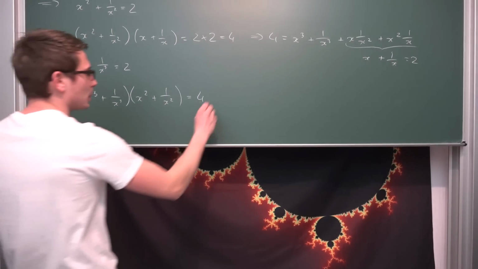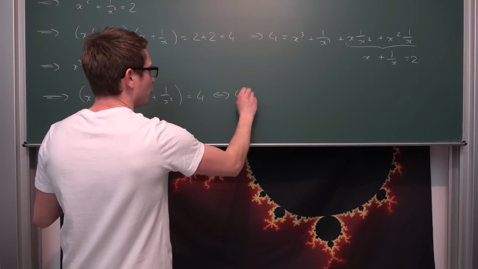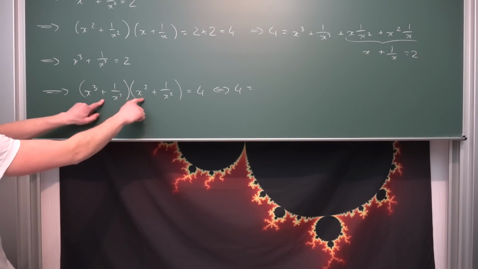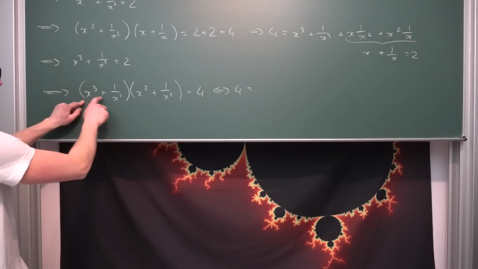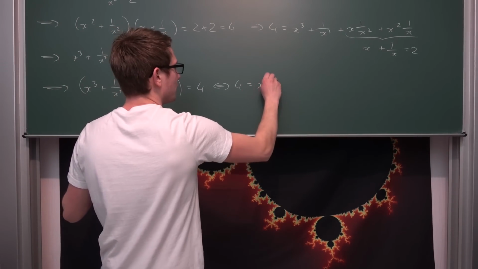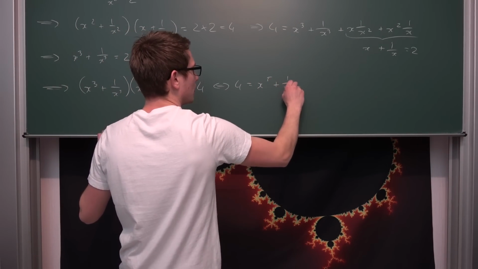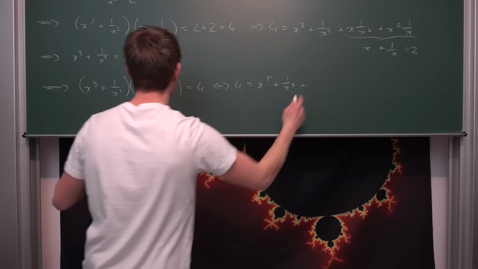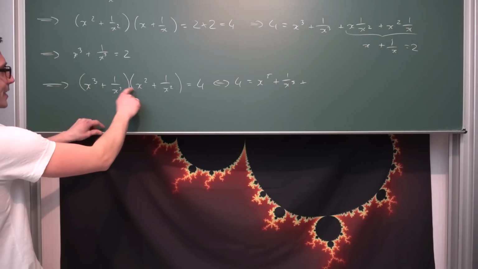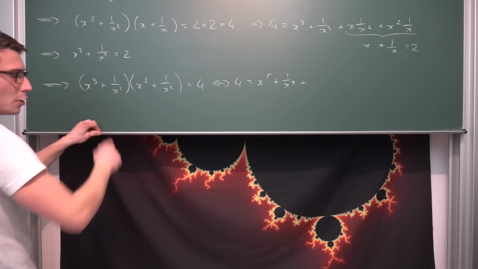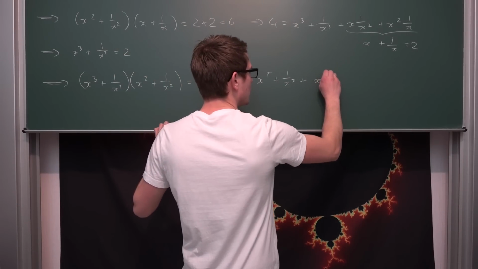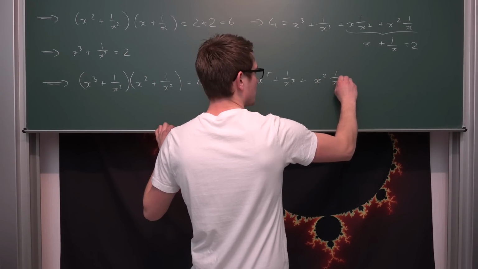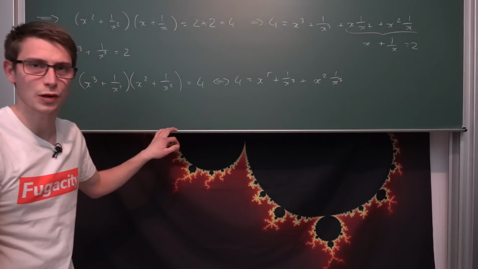Now we can start multiplying everything out. Meaning 4 is equal to. Now we are going to get, just like here, x to the 5th power plus 1 over x to the 5th power. And also, what else are we going to get? X squared times 1 over x cubed. Oh, we know what this is. This is going to give us 1 over x.